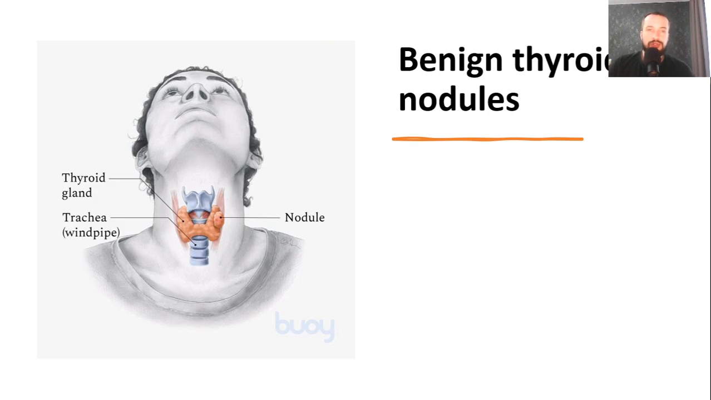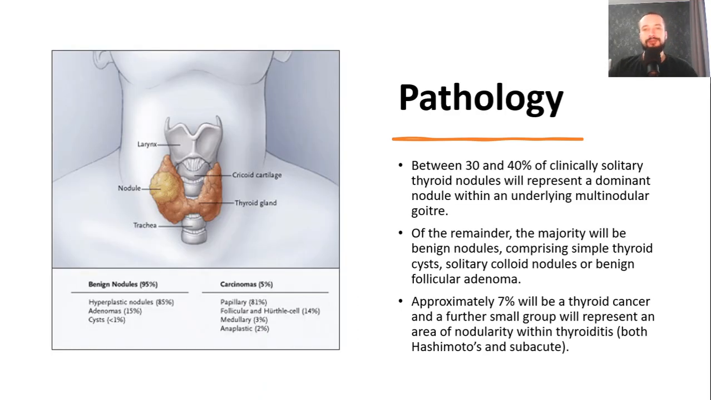The next topic that we will discuss is benign thyroid nodules. Pathology. Between 30 and 40% of clinically solitary thyroid nodules will represent a dominant nodule within an underlying multinodular goitre. Of the remainder, the majority will be benign nodules, comprising simple thyroid cysts, solitary colloid nodules, or benign follicular adenoma. Approximately 7% will be thyroid cancer, and a further small group will represent an area of nodularity within thyroiditis, both Hashimoto's and subacute.